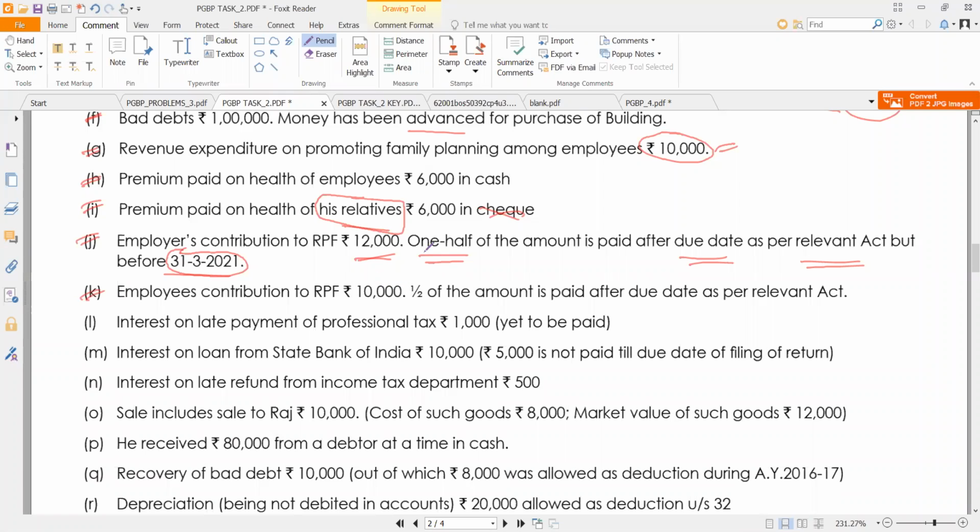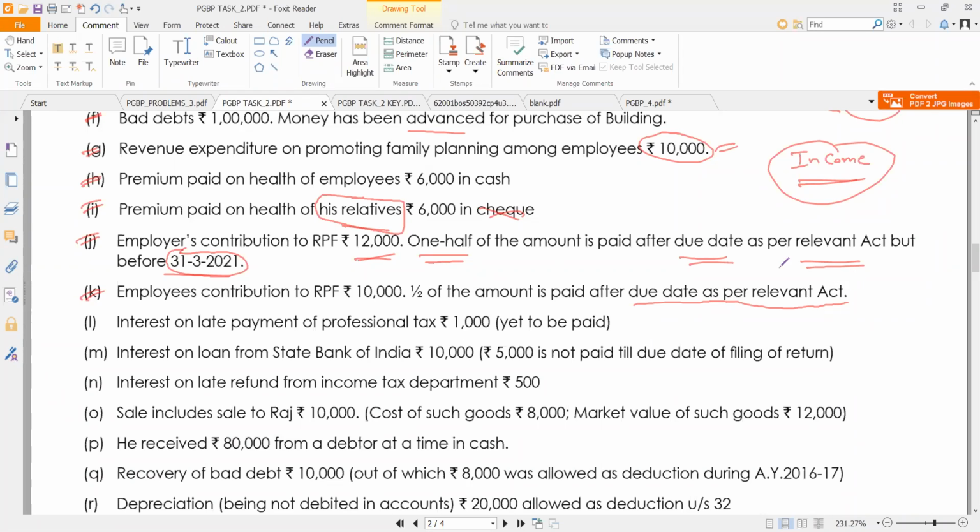Employee's contribution to RPF is again a gray area, because as per law, as per the CBDT circular, it should have been first of all treated as income. Immediately, the moment it is collected from the employees, that should be treated as income, and it will be allowed as deduction only when it is paid within the due date. And what is the due date? So here, for this purpose, it is due date as per the relevant act. Though there was a separate judgment in Delhi High Court contrary to this, the problem is such judgment is not applicable throughout India. So two views can be taken.